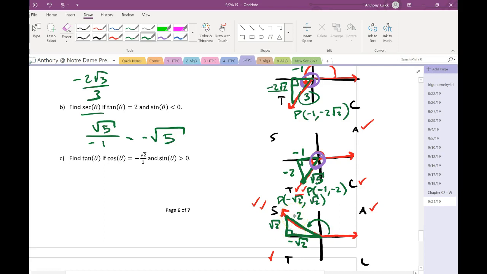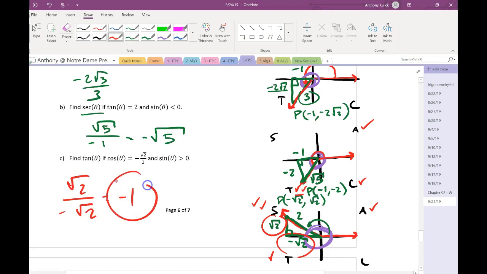All right, and now we're ready to do tangent. So the angle that we're talking about is always this angle. So tangent is opposite over adjacent, which just reduces down to -1.